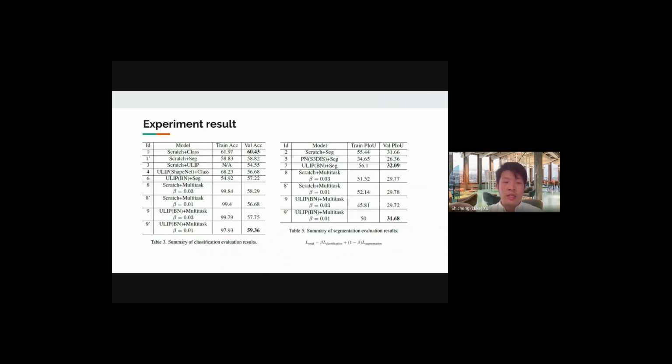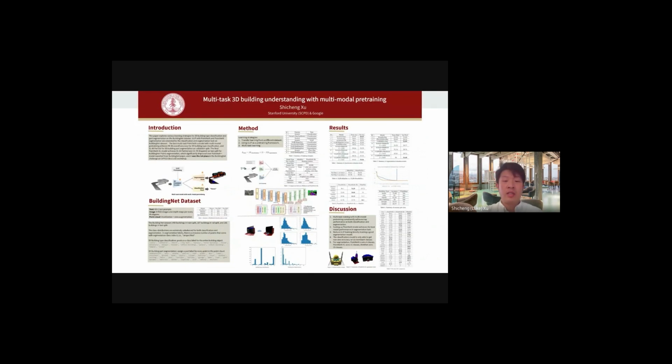Finally, here is the experiment result on both classification and segmentation tasks. We can see that multitask learning with ULIP pre-training consistently achieves top performance on both tasks. You can find more details in this course poster.